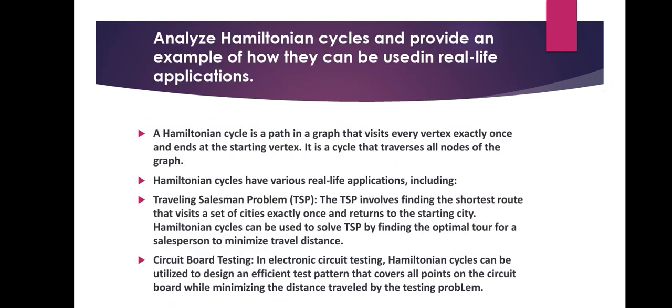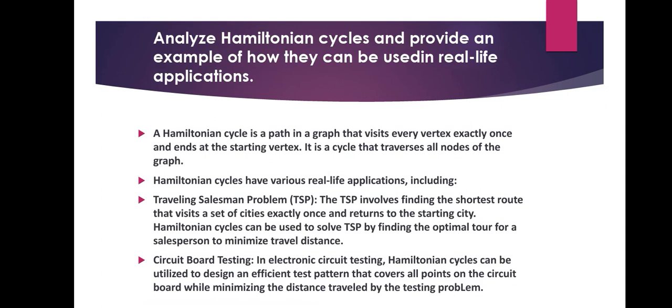Next question is, analyze Hamiltonian cycle and provide an example of how they can be used in real life application. A Hamiltonian cycle is a path in a graph that visits every vertex exactly once and ends at the starting vertex. It is a cycle that traverses all the nodes of the graph.